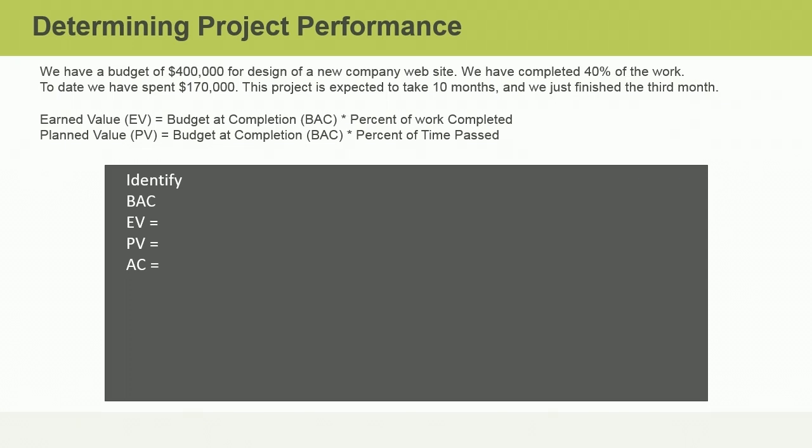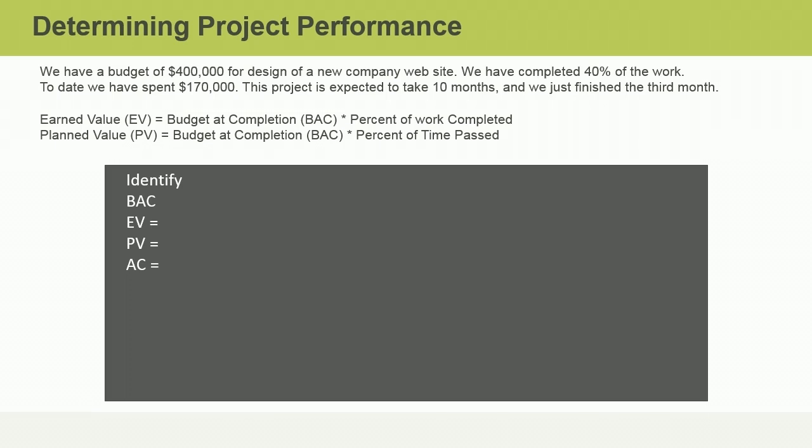We have completed 40% of the work. With this bit of information, what can we determine? If you need a hint, remember that earned value, or EV, is the budget at completion, or BAC, times the percent of work completed. Since we know both the BAC and the percent of work completed, we should be able to calculate the earned value. Take a moment to calculate the EV. You can pause now and resume when you're ready. If you said that the earned value, or EV, is $160,000, great! You can get that answer by multiplying the BAC of $400,000 times the percent completed of 40%.